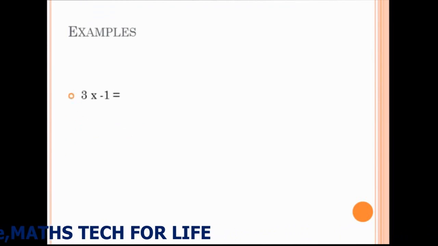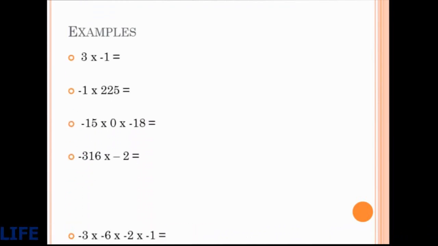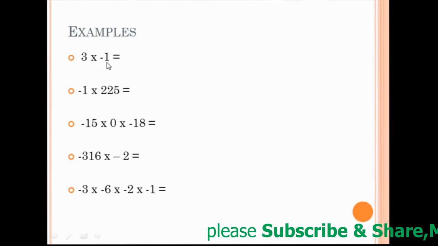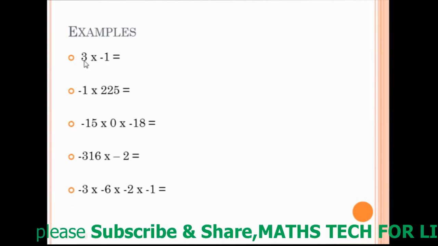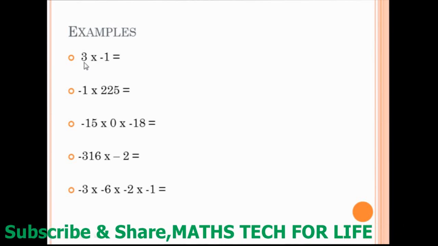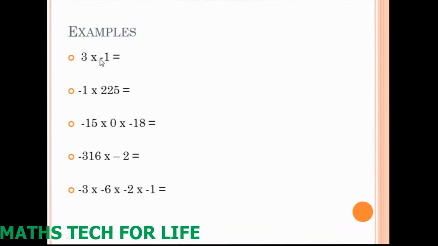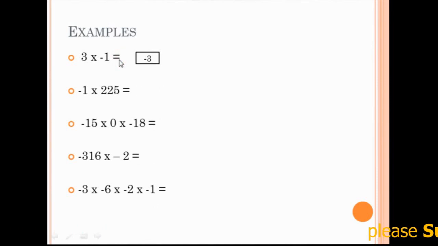Let's go to some examples. Here I am going to give you some examples. Just try to find the answers. Go to the first one, 3 multiplied by negative 1. Here first, take the numbers 3 and 1. We know 3 multiplied by 1 is 3. Now, different signs, the product is always negative, so negative 3 is the answer.